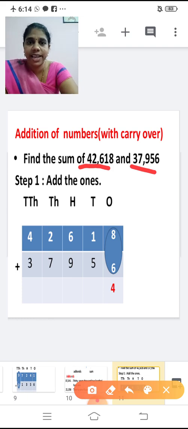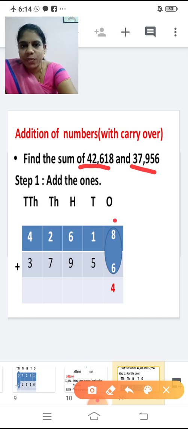First write the numbers in their exact places. So first take the first number, 42,618. Write 8 in the ones place, 1 in the tens place, 6 in the hundreds place, 2 in the thousands place and 4 in the 10,000 place. Now take the second number, 37,956. Write 6 in the ones place, 5 in the tens place, 9 in the hundreds place, 7 in the thousands place and 3 in the 10,000 place. Shall we add this now?